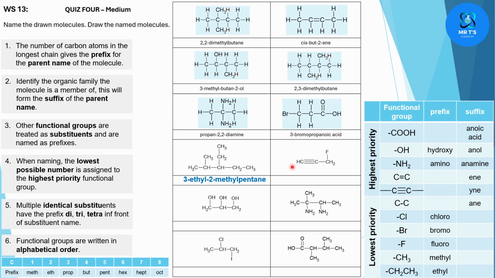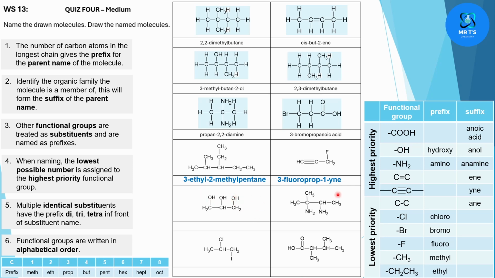The next one here, we have 1, 2, 3 carbons in the longest chain. We have a triple bond, which means it's going to end with -yne, Y-N-E. The triple bond is coming off the first carbon, so it's 1-yne. And we have a fluorine group, which is fluoro, coming off the third carbon. Because we can see here that the triple bond has a higher priority than the fluoro functional group, we're going to start numbering from the left. So here we're going to have 3-fluoroprop-1-yne.